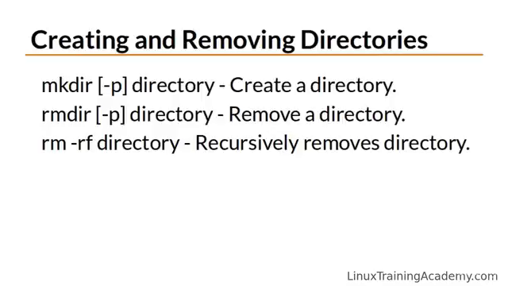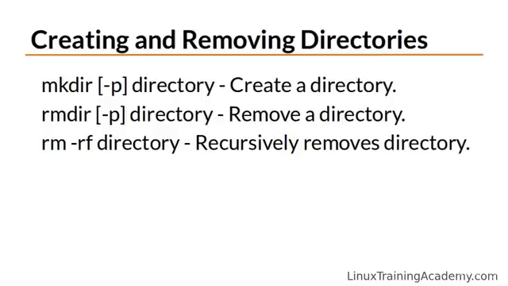For example, we could use mkdir space -p space dir1/dir2/dir3. That would create 3 directories with one command. dir1, that's one directory. dir1/dir2, that is your second depth, your second directory. dir1/dir2/dir3, your third directory. When you want to remove a directory, use the rmdir command. The rmdir command only removes directories that are empty, that have no file contents.